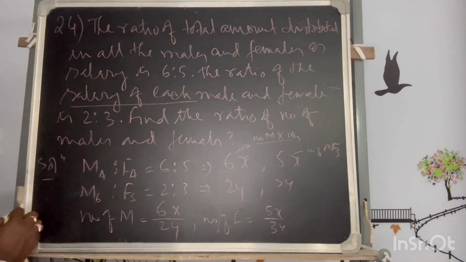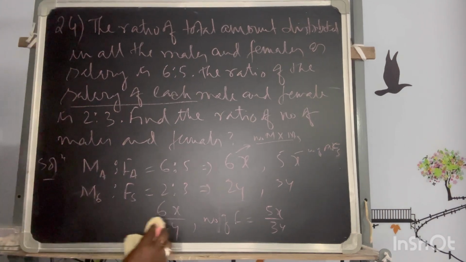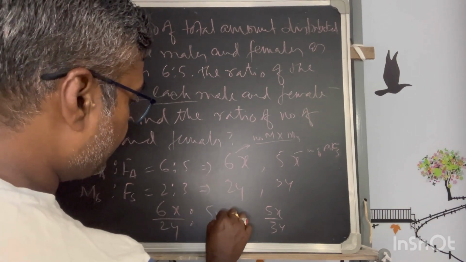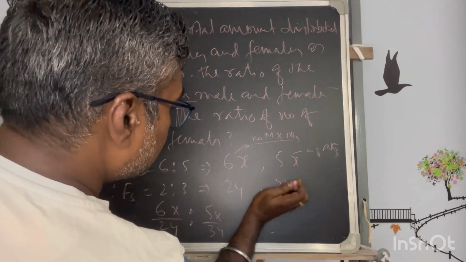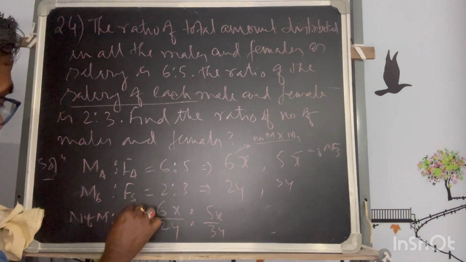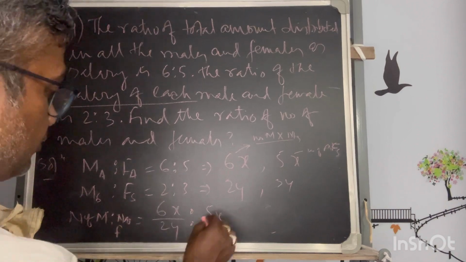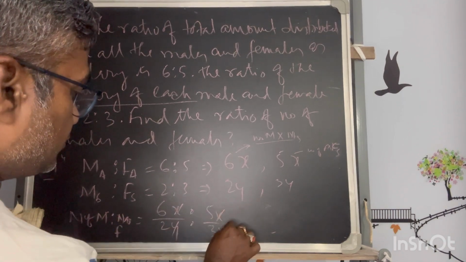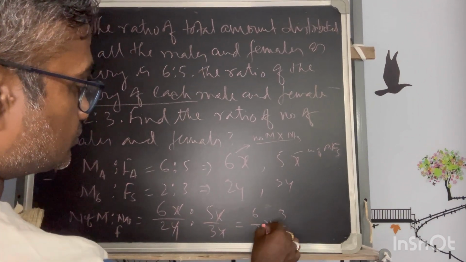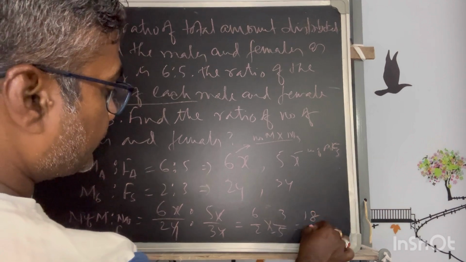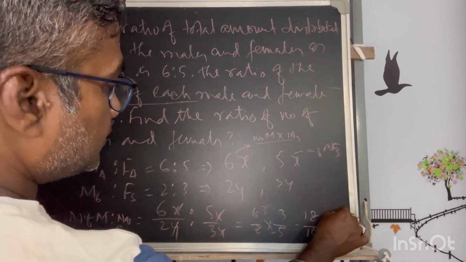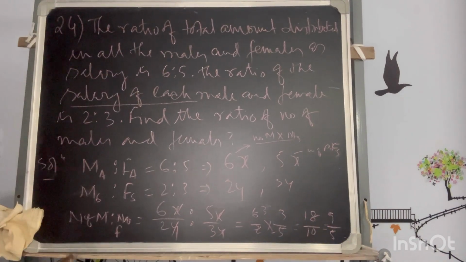Now what is our aim? To get the ratio of these two. When you do the ratio of these two, this will be 5x by 3y, the number of male is to the number of female. This will be the equation. Now, you know this is in ratio, that means this will be cancelled. So ultimately 6 by 2 into 3 by 5 will be the result. So this is 18 by 10, or 9 by 5. This will be the result of this.